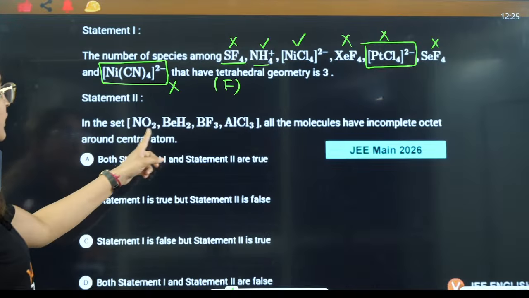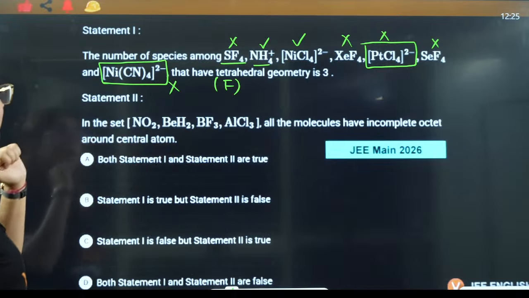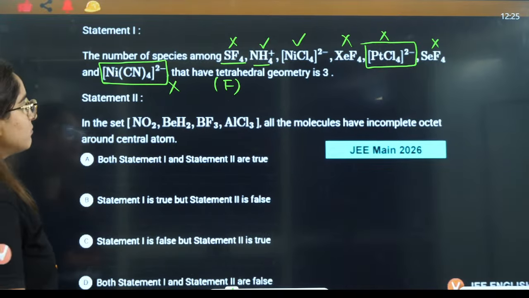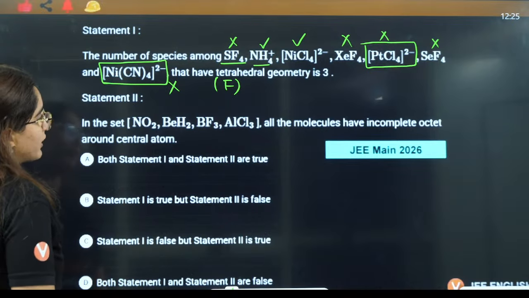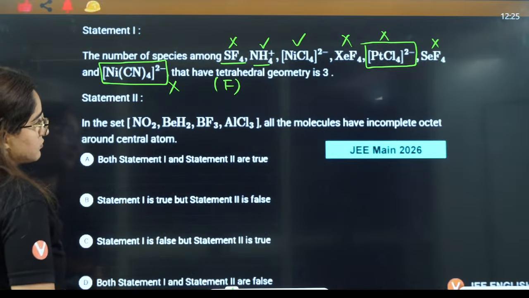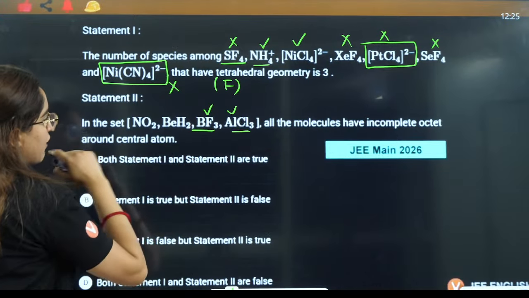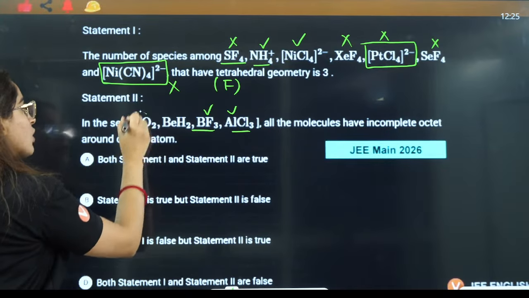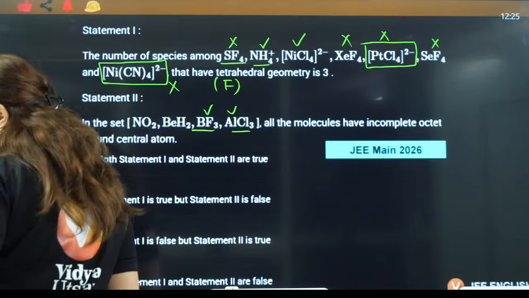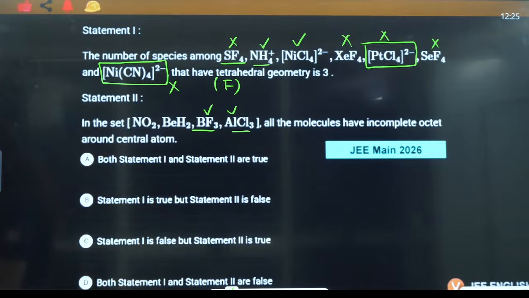Then in the set of this, all the molecules have incomplete octet around the central metal atom. All of them have incomplete octet. This one has, this one also has, right? This also has an odd electron species. NO2 is an odd electron species.